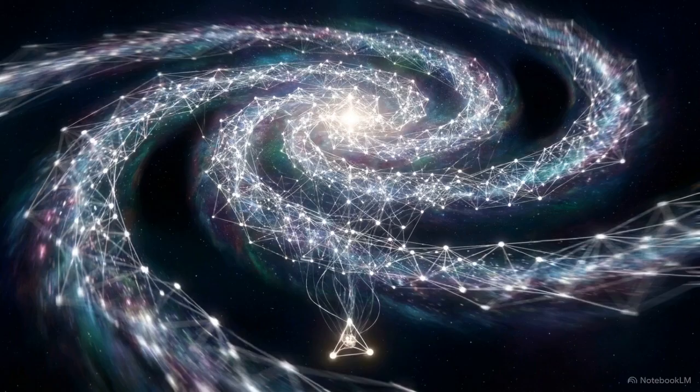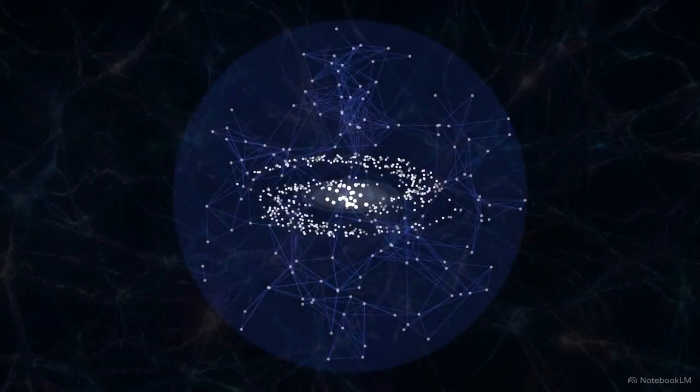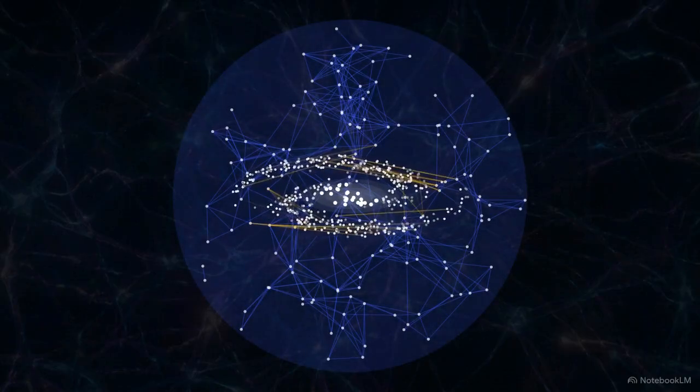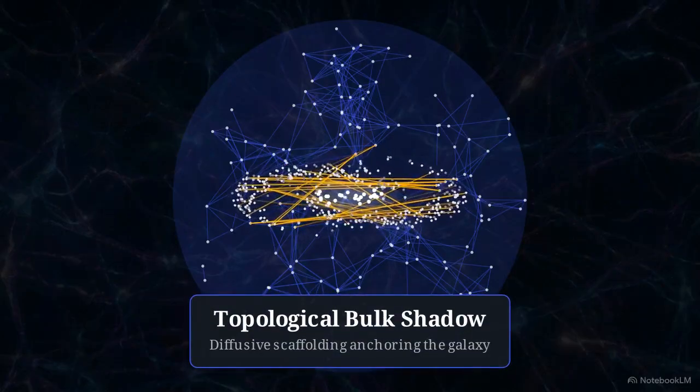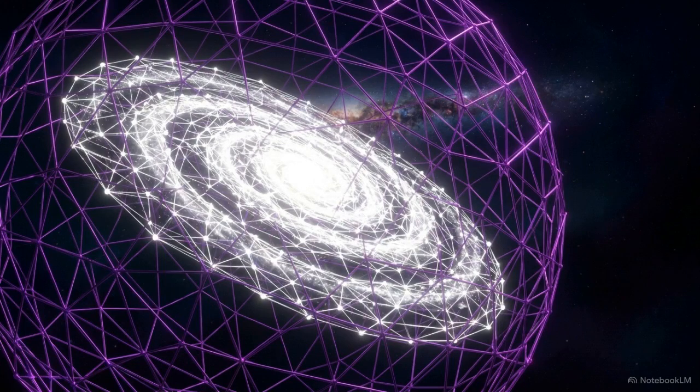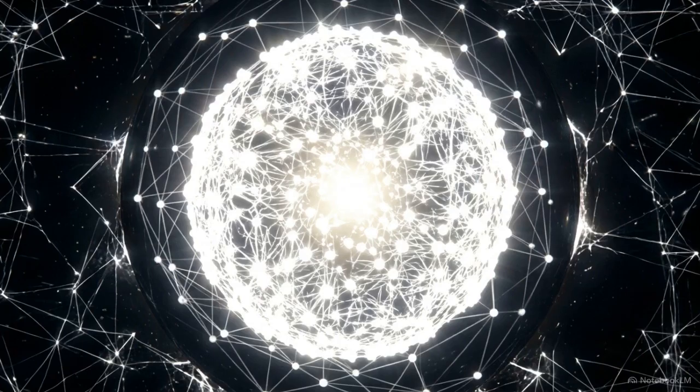Further out, galaxies spin at speeds that should, by classical calculations, tear them apart. A vast, diffuse scaffold of highly connected nodes permeates the surrounding space, creating a topological bulk shadow that anchors the galaxy. This diffuse geometry provides the extra structural integrity usually attributed to dark matter, holding the galaxy together through graph density alone.